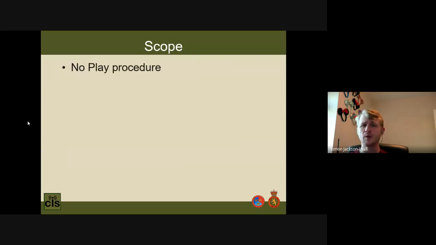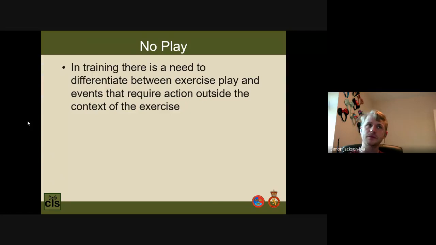So we'll look at the no play procedure. So in training, and especially within cadets, there's a need to differentiate between exercise play and events that require action outside the context of an exercise. So you might have a fieldcraft exercise you're running that you are carrying out casevacs and things like that, and first aid scenarios. But you need to be able to differentiate between that and an actual first aid incident.